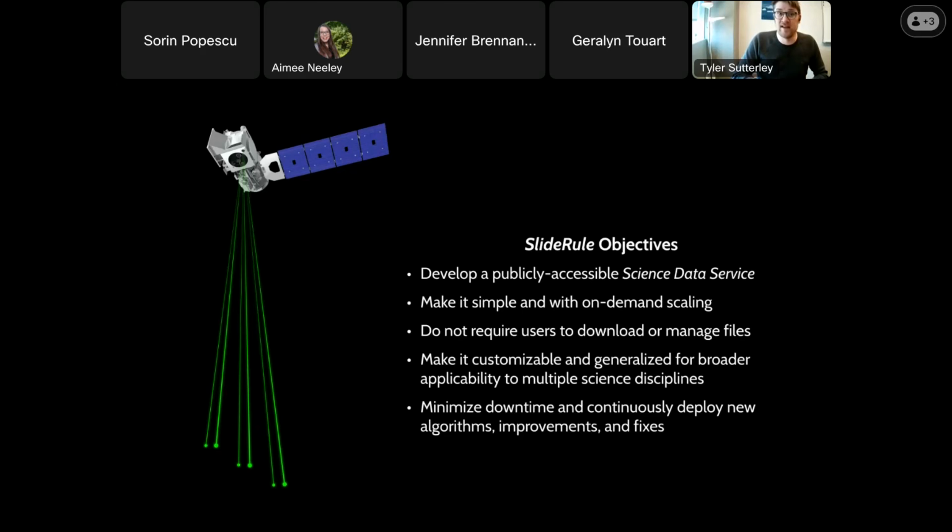We have on-demand scaling, so we can do really big jobs and really small jobs timely and fast without incurring a lot of costs when no one is using our service. We also don't want you to have to worry about what file types are or things like that. We just want you to be able to get data quickly and easily so that you can make plots and do your analysis as simply as possible. Make it as customizable and generalized as possible so that you can make little tweaks, such as how long you want your segments to be or how you want your photons to be classified, so that you can do the science that just fits your application best.